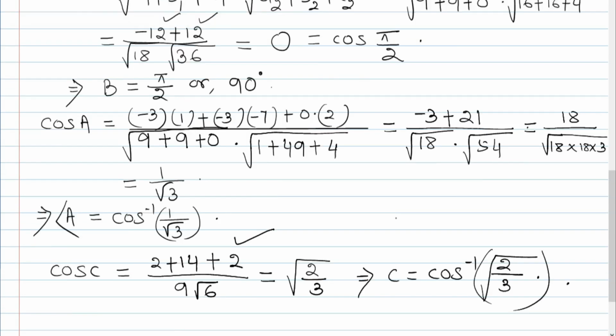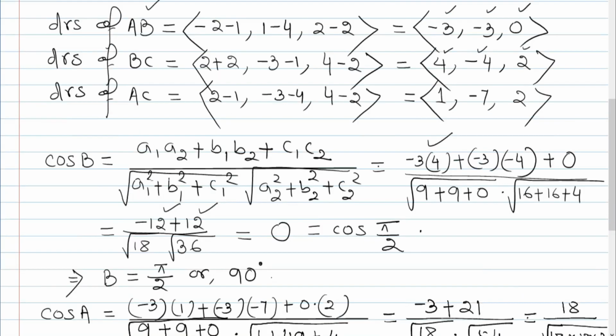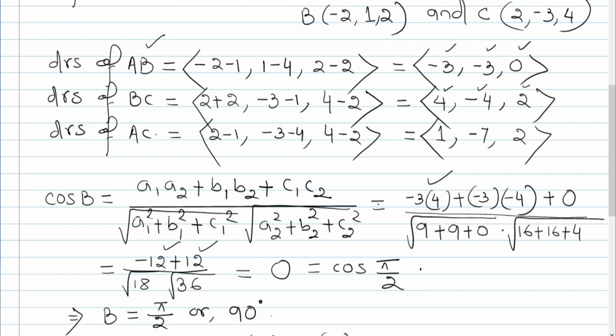So just see, first you have to find the DRs of AB, BC and AC, to find the angle A, angle B and angle C with the formula (A1 A2 plus B1 B2 plus C1 C2) by root over (A1 square plus B1 square plus C1 square) into root over (A2 square plus B2 square plus C2 square).